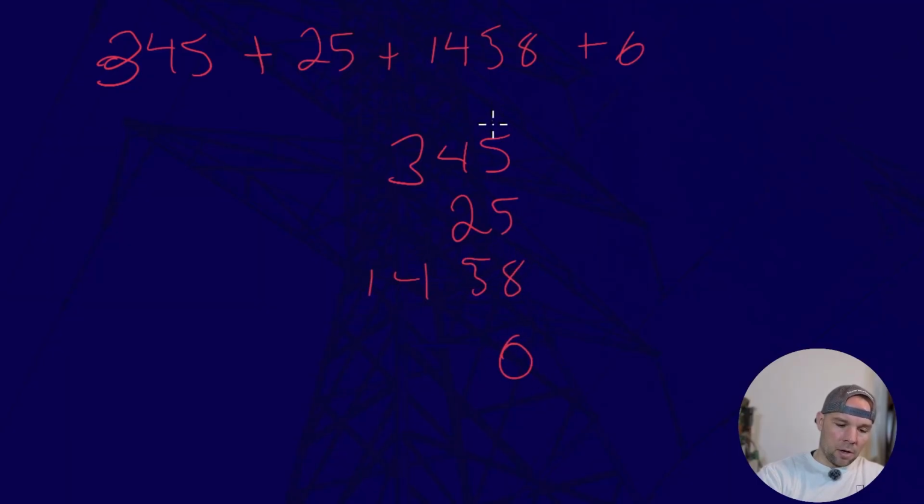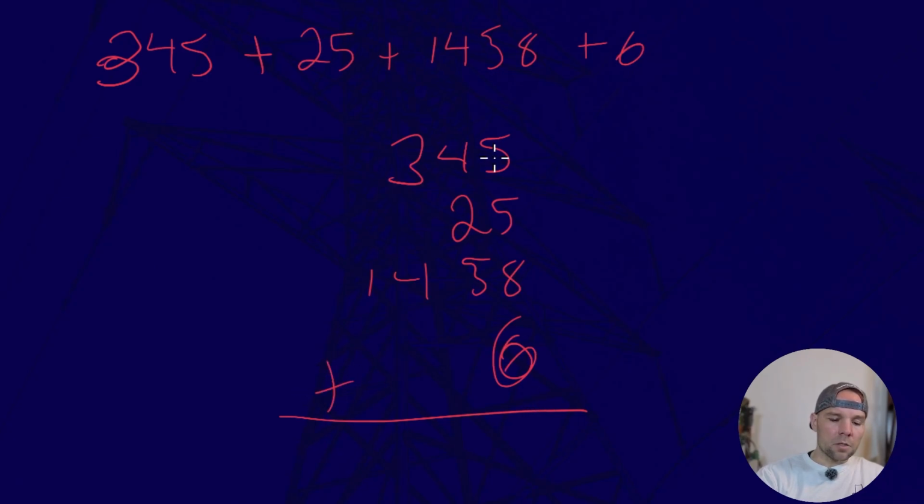So we'll write 345, 25, 1458, and 6. Notice that all of the units are lined up, all the tens are lined up, all the hundreds are lined up, and then thousands are lined up. And we're going to just start with the unit side and work our way left. So we'll do 5 plus 5 plus 8 plus 6. That is going to be equal to 24. So we write the unit 4 down, this is where the answer is going to go. And then we'll bring the 2 up here to add it with the other tens. So that's called carrying over.